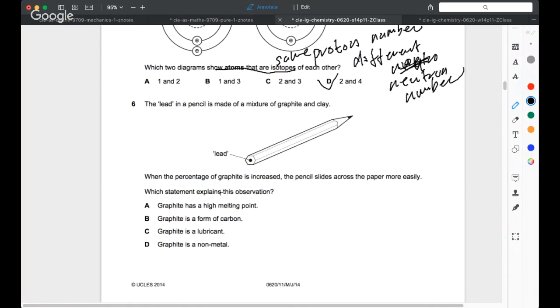Yeah, number 6. So the pencil slides across the paper more easily as the percentage of graphite is increased. That is because graphite is a lubricant. So the lubricant will make something slide more easily.